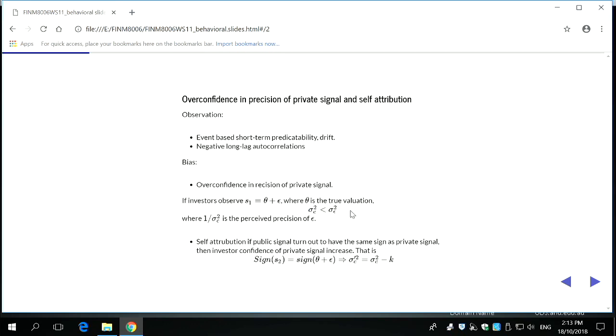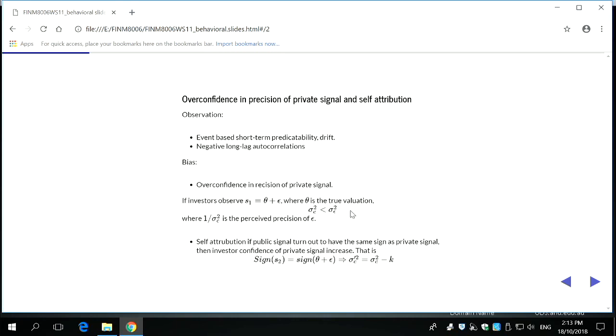Right, so if that's the case, we'll see how price actually responds to that. And what do I mean by self-attribution? Let's say not only do you have this private signal, you can also have a subsequent public signal.